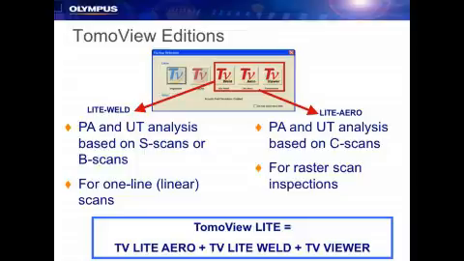It's really designed for weld inspections that use linear scanning. There's also Lite Aero, which is phased arrays and ultrasonic analysis based on C-scans. And this typically uses raster scan inspections, as are more prevalent in aerospace. So there are some basic differences between Lite Weld and Aero, but essentially they're the same program. And Lite itself consists of TV Lite Aero, TomoView Lite Weld, and TomoViewer, which is a freebie.